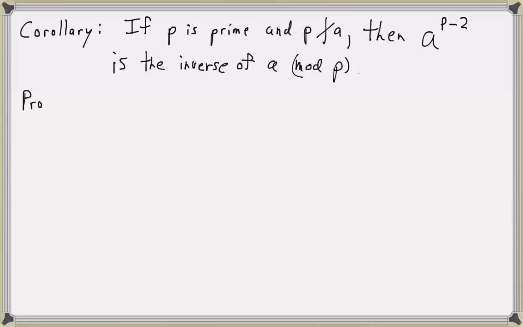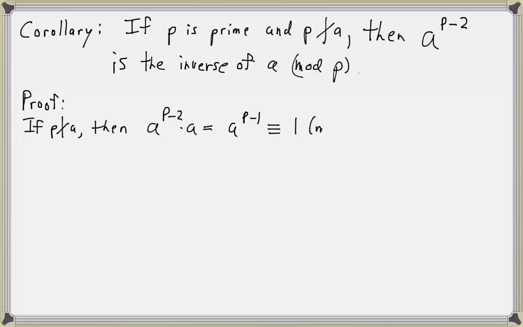This corollary has a quick proof using Fermat's theorem. So if p does not divide a, then a to the power p minus 2 times a would equal a to the p minus 1, which Fermat's theorem tells us is congruent to 1 mod p. Therefore, a inverse is a to the p minus 2.